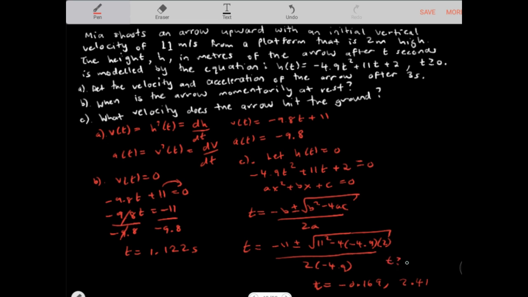However, time cannot be less than 0, it has to be greater than or equal to 0, so we can't utilize this value. Exclusively, t can only be equal to 2.41 seconds. This is the time when the arrow hits the ground. We want to figure out what velocity the arrow hits the ground at. We know the arrow hits the ground at 2.41 seconds, so the velocity at 2.41 seconds is equal to -9.8 times 2.41 plus 11. We just plug that into our velocity function.